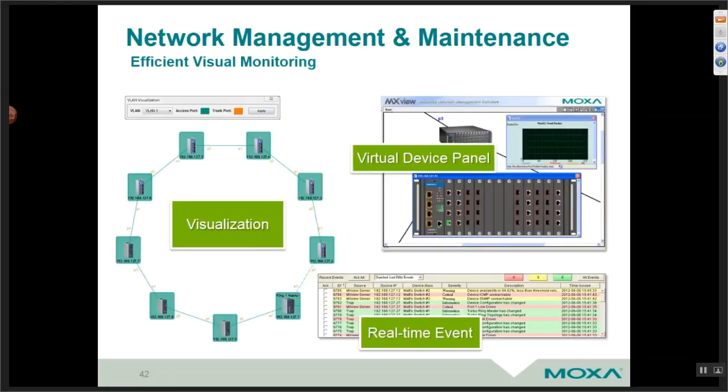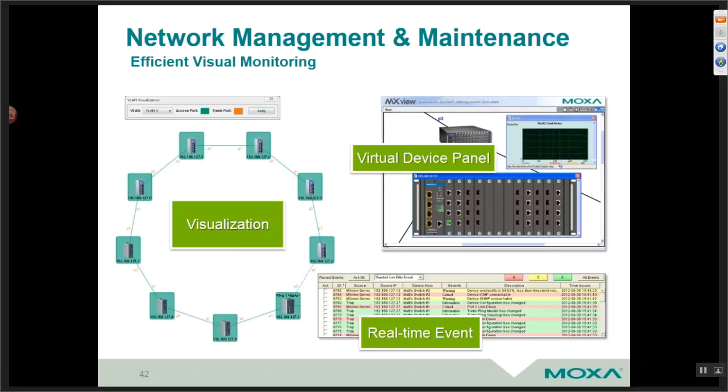A few other things that you can do with network management software, in particular with Ethernet switches, there's a whole lot you can do. You can have virtual device panels, so you can pull up a device panel and all the lights, all the ports will light up as if you were physically looking at the switch itself. This is particularly handy when you're trying to troubleshoot a switch that's at a remote location or somewhere that you basically don't have access to.